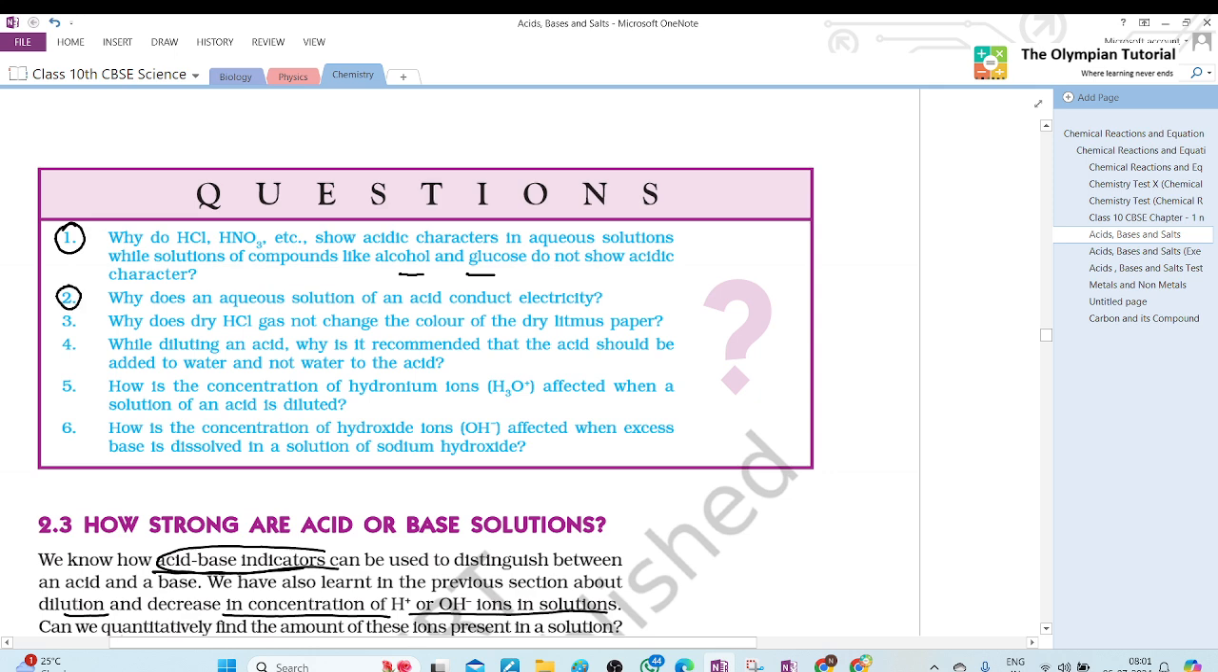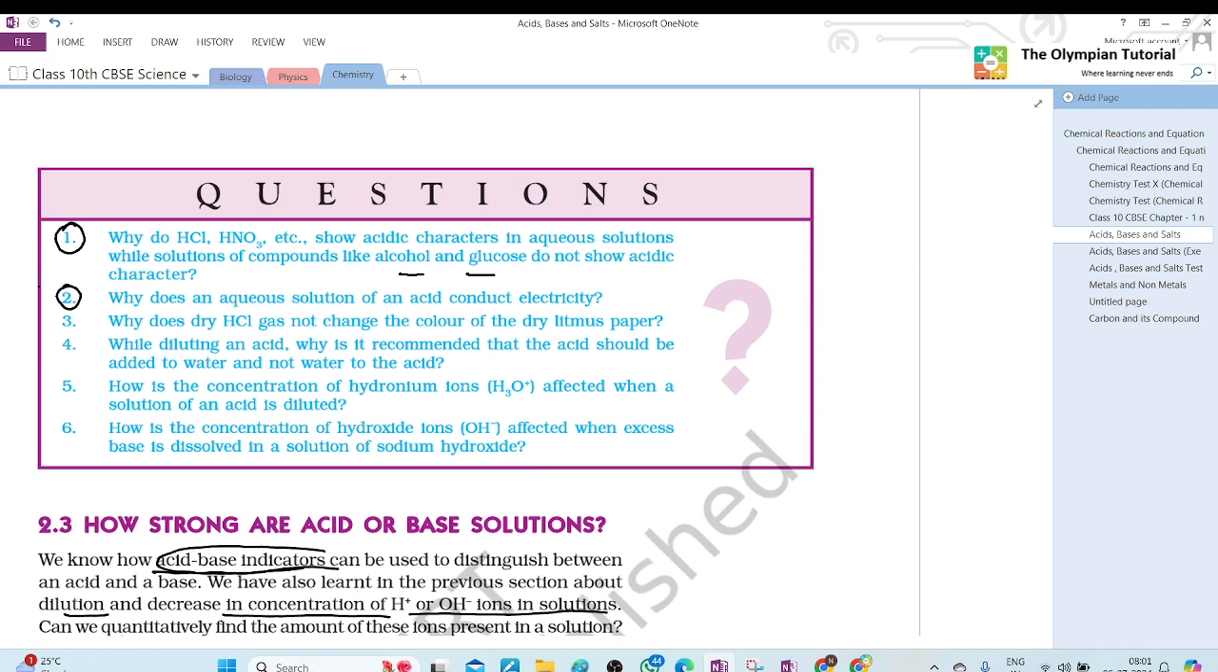Yes, ma'am. Second, read the question. Why does an aqueous solution of an acid conduct electricity? Ma'am, they release ions which help in conducting, like HCl gives H plus and Cl minus. That's why it conducts electricity, as we have done in the activity. Aikta, okay? Yes, ma'am. Next, Tanya.